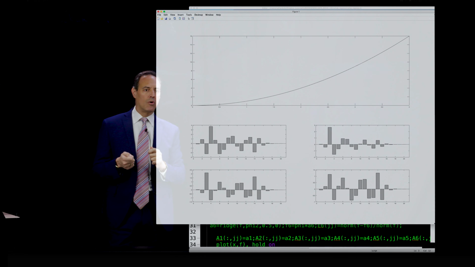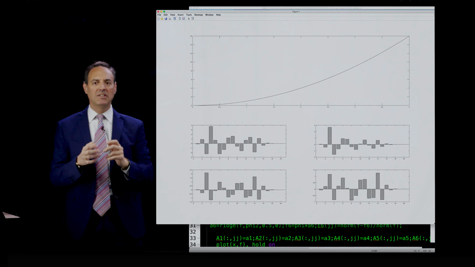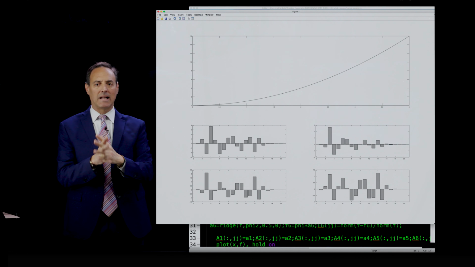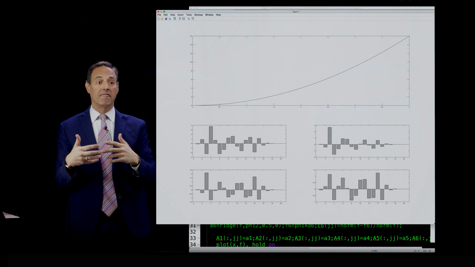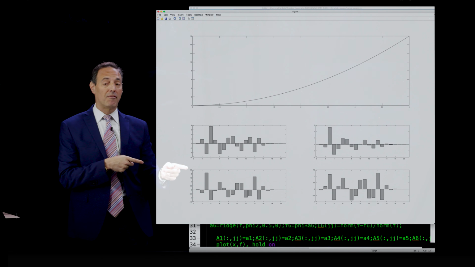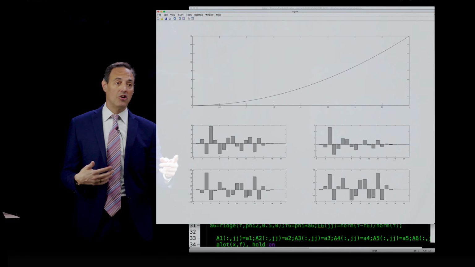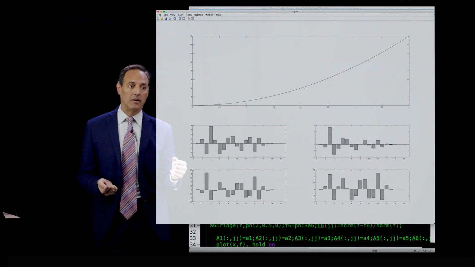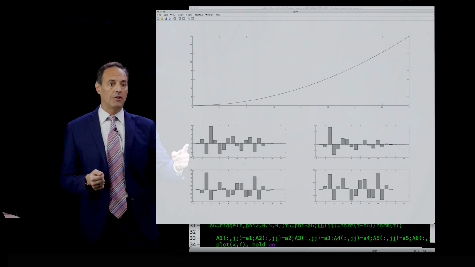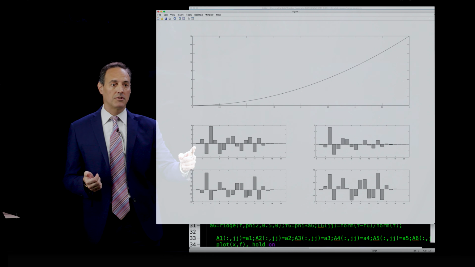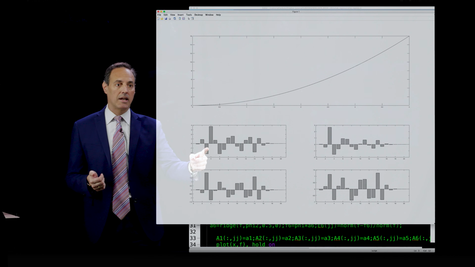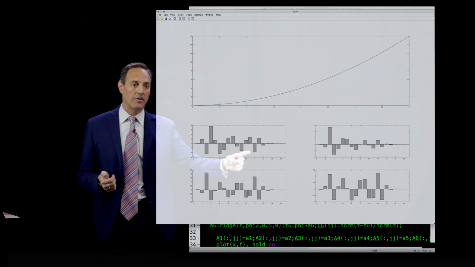I added a little bit of noise, and I want to show you if I just simply do something like backslash, which does a least square fit, here are 4 different solutions with 4 realizations of noise. Notice how different they are. In particular, look at the loadings here. This is the constant term, the linear term, quadratic, cubic, and so forth.